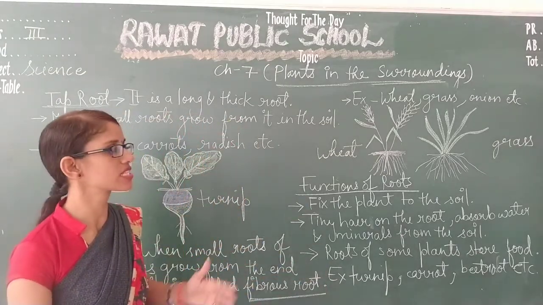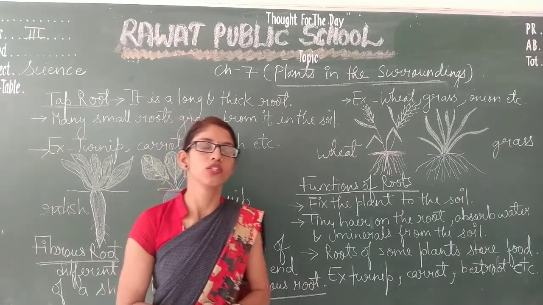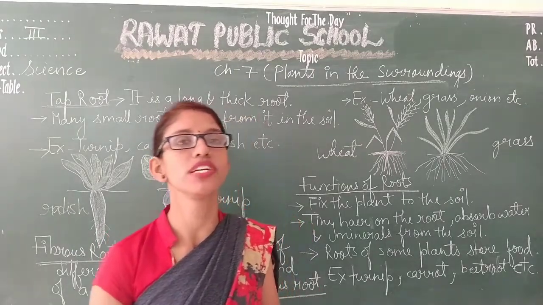So today we have discussed the parts of a plant and different types of roots. In the next class we will discuss the shoot.